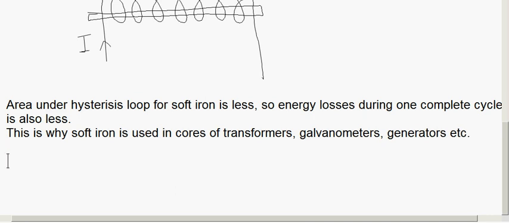Okay, hope you understood this. The main thing is, where we have repeated cycles of magnetization and demagnetization, we should use a material which has less area under its hysteresis loop, because that means that the energy loss will be less. So in case you want a magnet where repeated magnetization and demagnetization occurs, you can use an electromagnet, and then you can choose soft iron as the material. It has less area under its hysteresis loop, and hence the energy loss is also less. Hope you understood this.